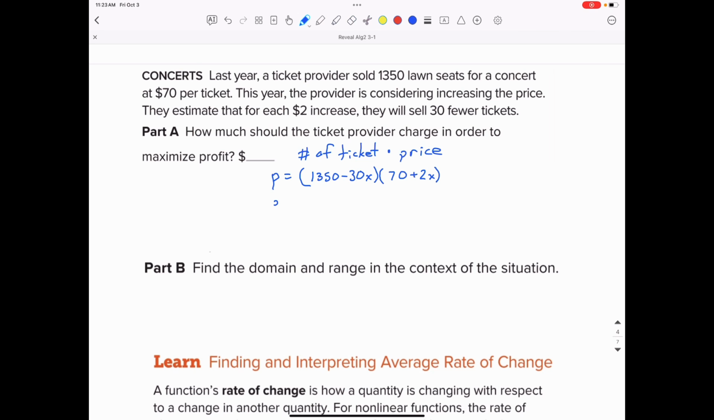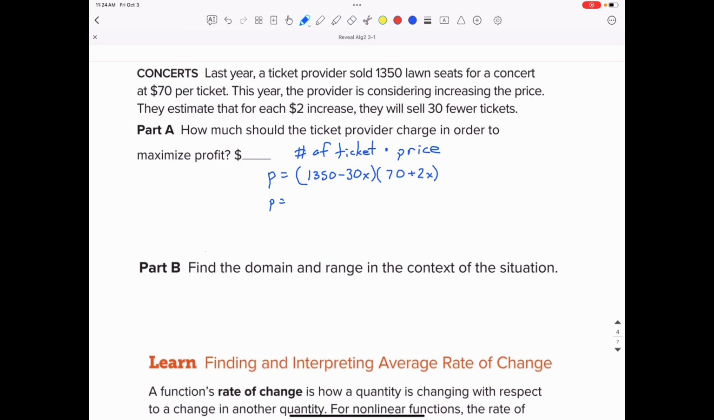We do need to distribute that out to turn it into a quadratic equation. So when you take 1,350 times 70, you get 94,500. And then 1,350 times 2x, that would be 2,700x. And then we'll take negative 30x times 70, that's negative 2,100x. Negative 30x times 2x would be negative 60x squared.